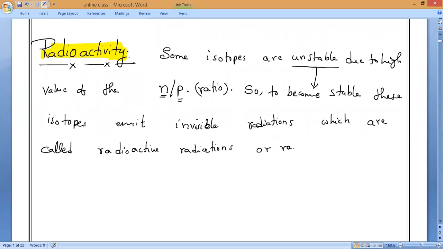Or simply I can say rays. Okay. And this phenomenon is called what? What is this phenomenon called? This phenomenon is only called radioactivity. Is it okay, guys?